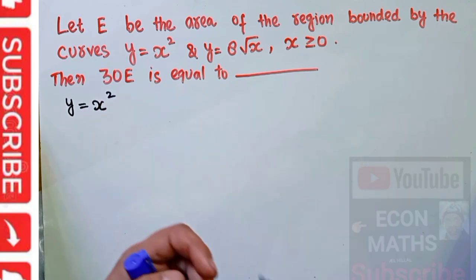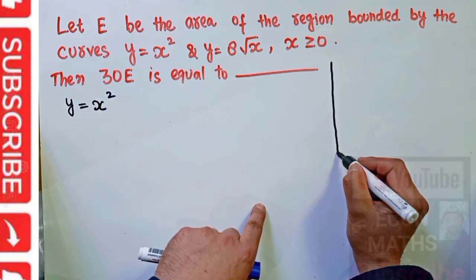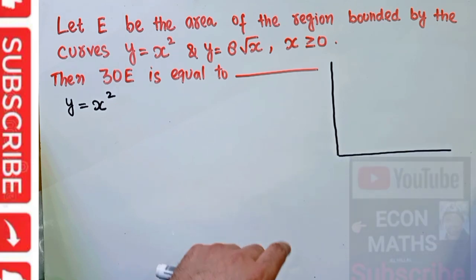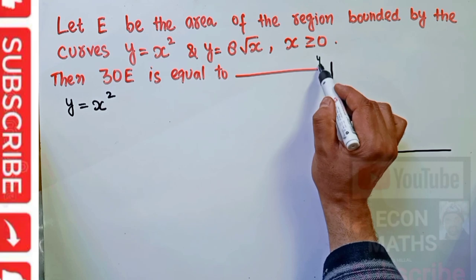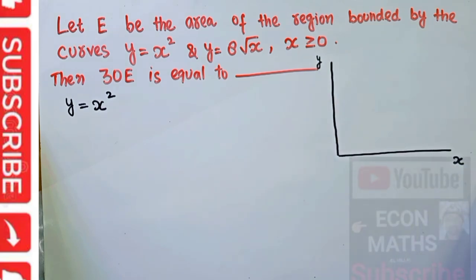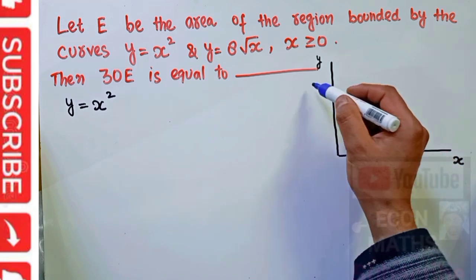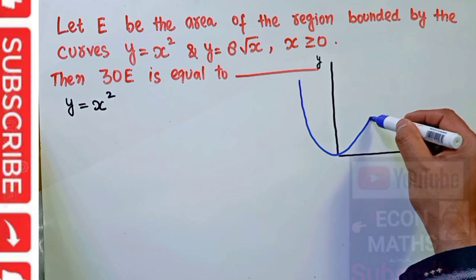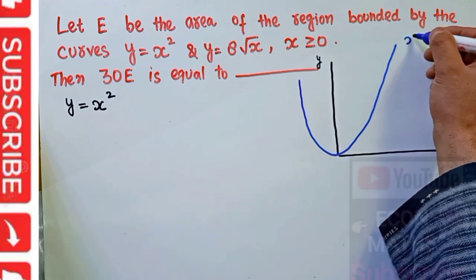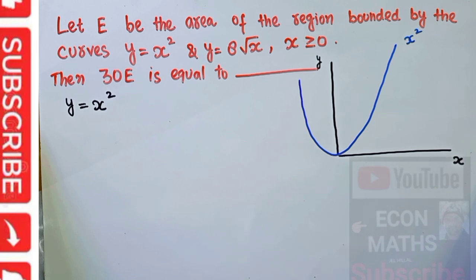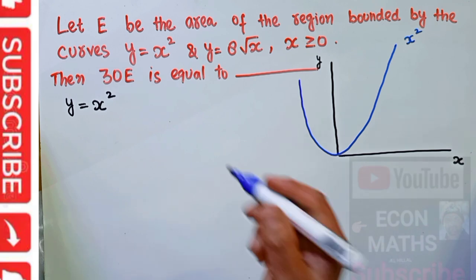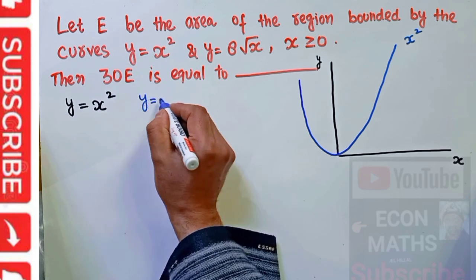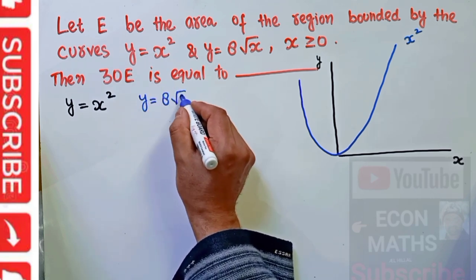Let's draw the graph to make it more understandable. So we have y on this side, x on this side. This is an x square function. The curve will go through the origin, so it will look like this. This is our x square. And another curve that is being given to us is y is equal to 8 under root x.